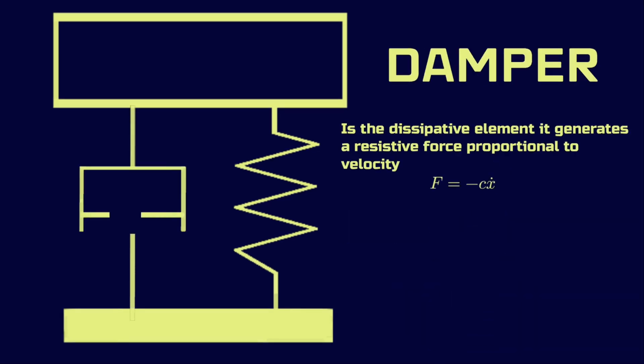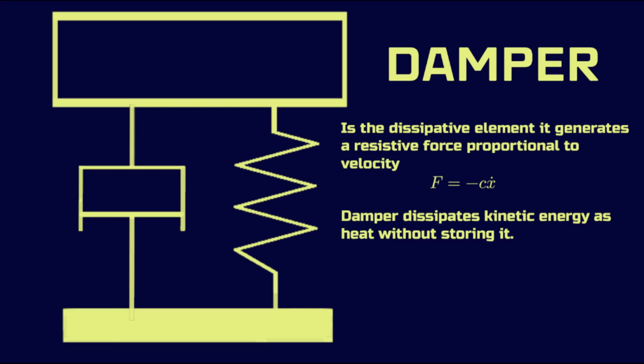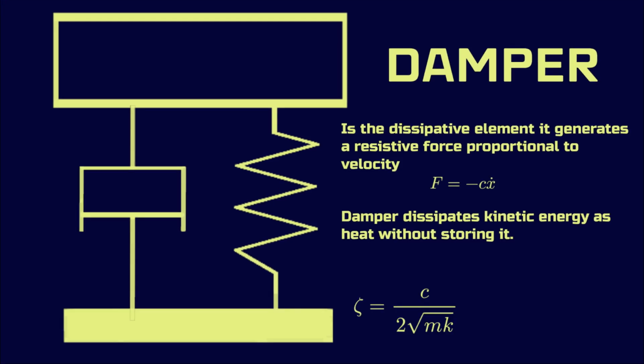A damper is a mechanical element that resists motion proportionally to velocity, dissipating mechanical energy, typically into heat, and reducing oscillation amplitude over time. Damping ratio is a dimensionless parameter that measures how much damping is present in a system relative to the critical damping required to prevent oscillations.